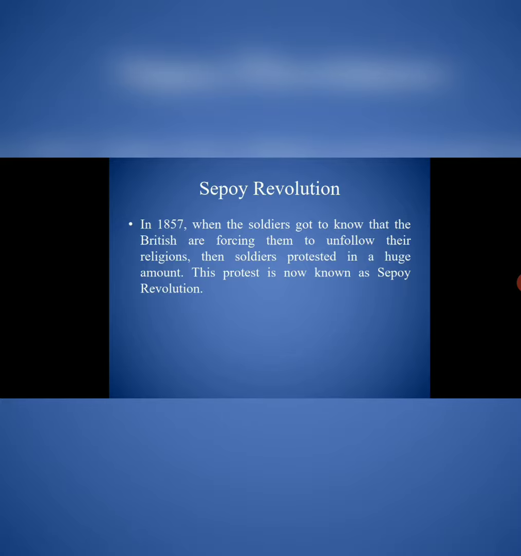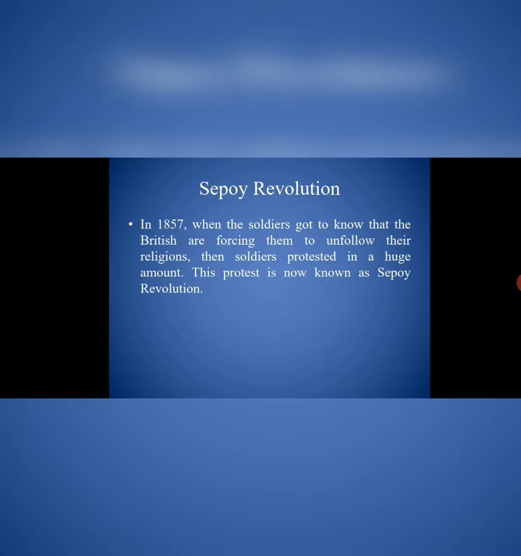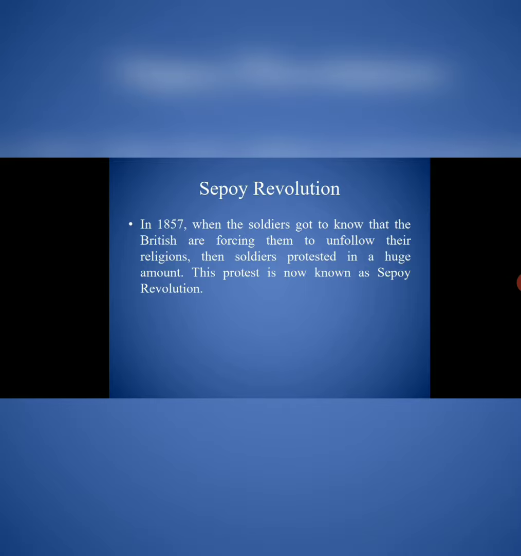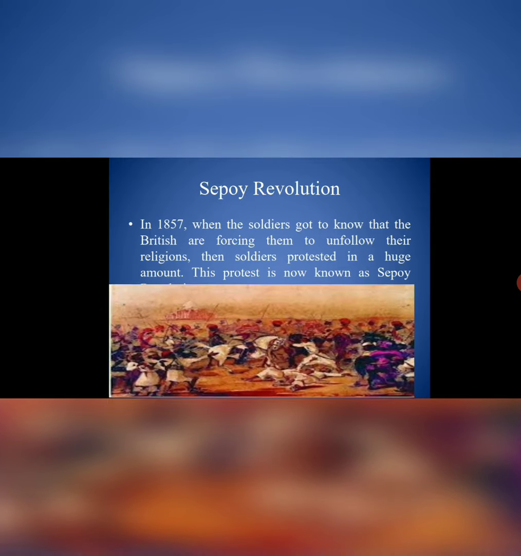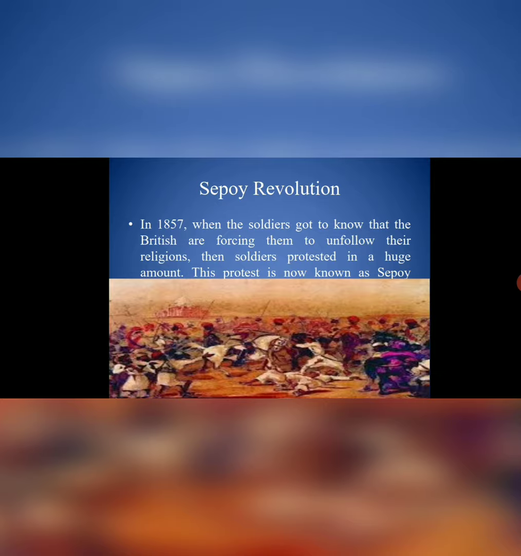Now, why did this Sepoy Revolution take place? So there were many policies which were followed by British, such as greased bullets, then transport by sea, etc., which were said to be not good for a religious person. So that's why this protest took place. So this was a huge revolution, and this is also known as the first independence war.